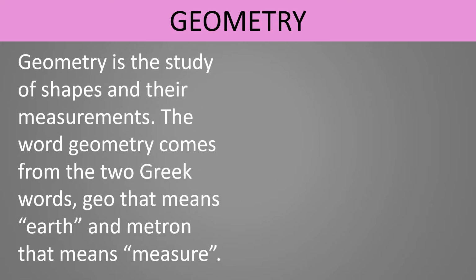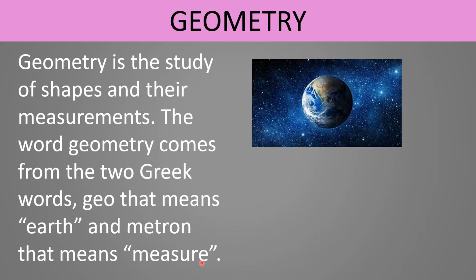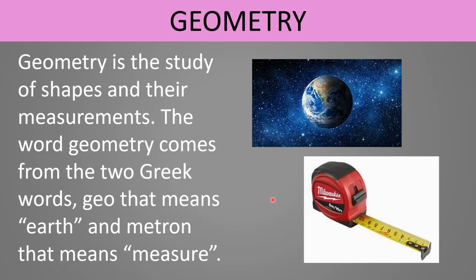So let's start with the meaning of geometry. So what is geometry? Geometry is the study of shapes and their measurements. The word geometry comes from the two Greek words geo, which means earth, and metron, which means measure. So that's geometry.